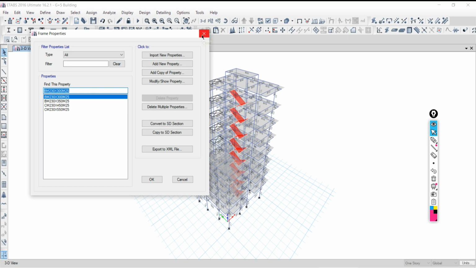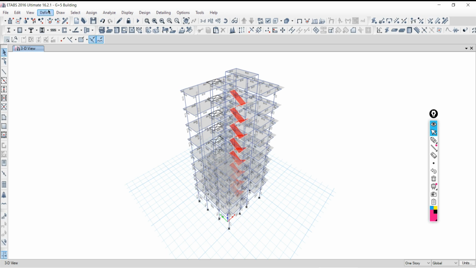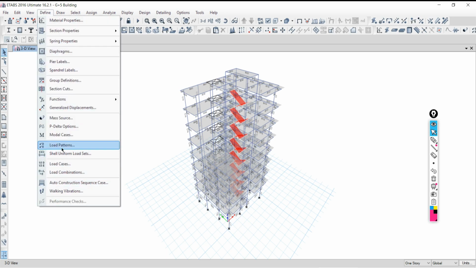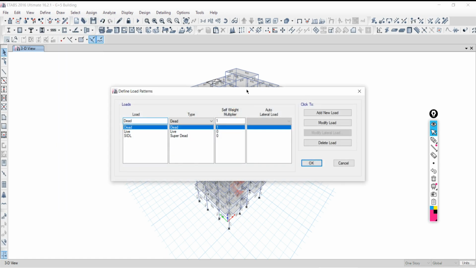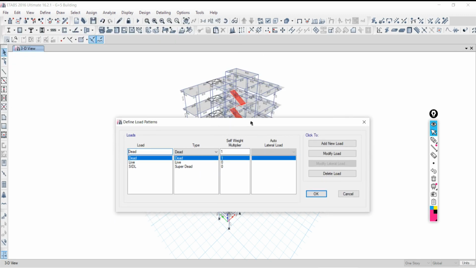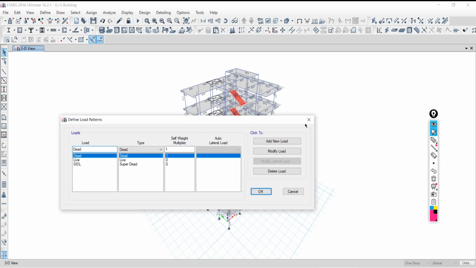Next, what kind of loadings are there? Go to define, go to load pattern. So only gravitational loads are there. Means seismic load is not there, and wind load is not there. Only gravitational load is there. So first we will talk about this gravitational loading. Then in the next project we will talk about the foundation design along with your lateral loading. So dead load, live load, superimposed dead load, all these three kinds of loads are there.